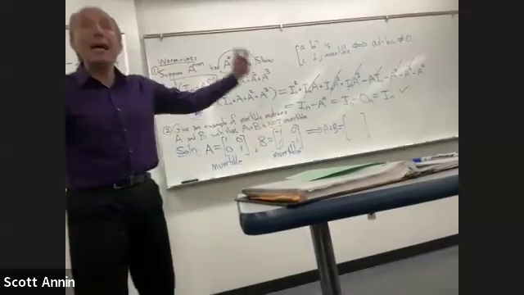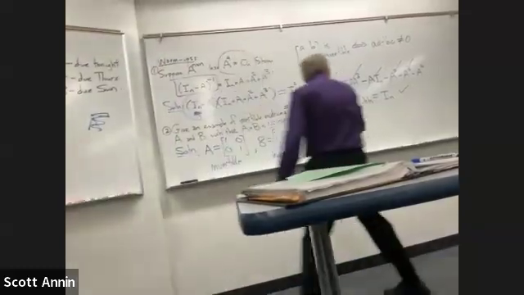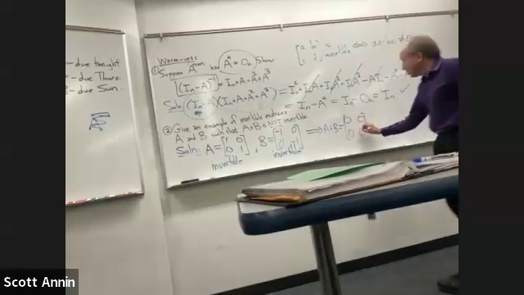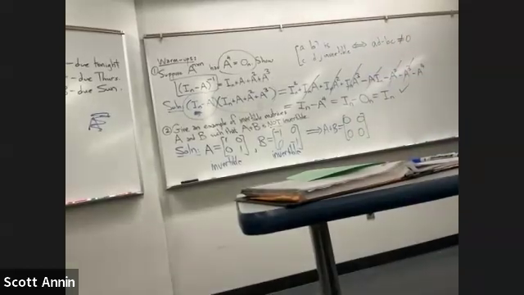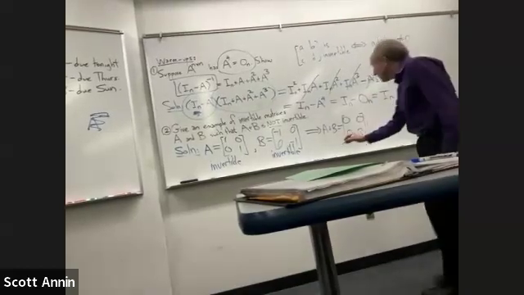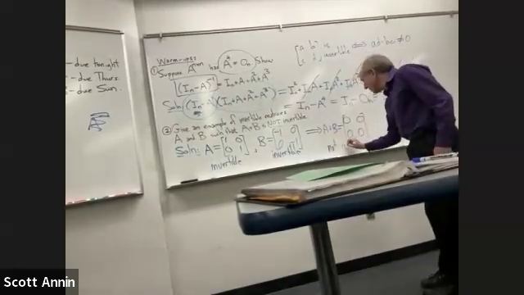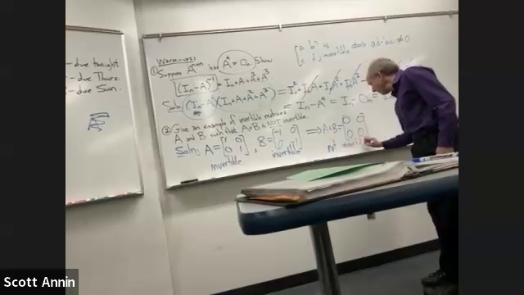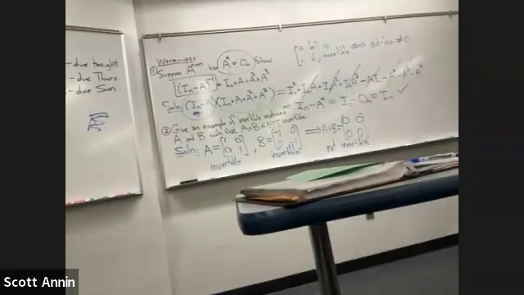But look what happens when you add them together. When you add them together, you end up getting all zeros. And now the AD minus BC is 0, which means that this matrix is not invertible. Okay, so that's a great way to do it.